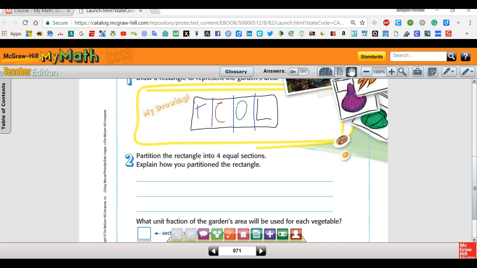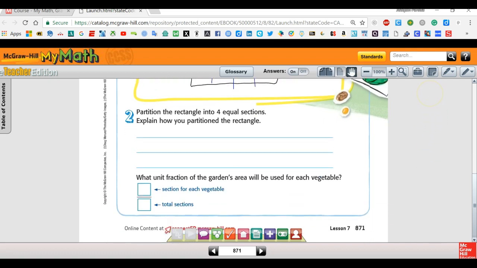Okay. So it says what unit fraction? Well, how many total sections were there that we created? 4, right? Okay, 4. And each section is what fraction? 1. The unit fraction of that rectangle is what again? 1/4. So each one of those is 1/4. If I have 4 of those, then I have 1.